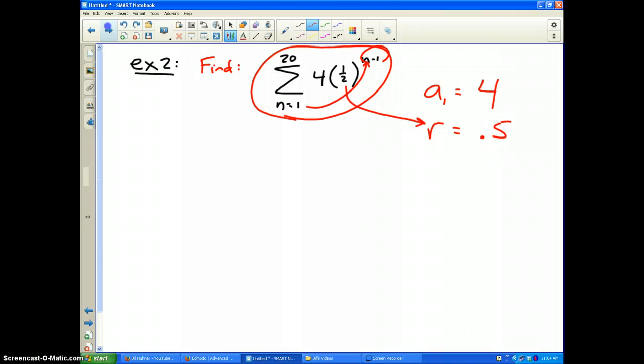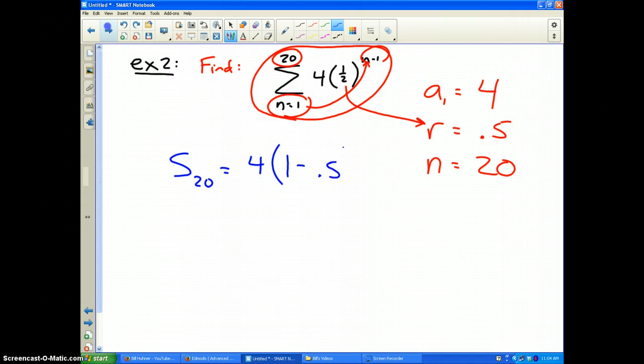Finally, we need to know n, how many terms there are. Well, it says n starts at 1 and goes to 20, so that means there are 20 terms in this geometric series. So the sum of the first 20 terms in this series is going to be 4, the first term, times 1 minus 0.5 to the 20th power, the whole thing divided by 1 minus 0.5.